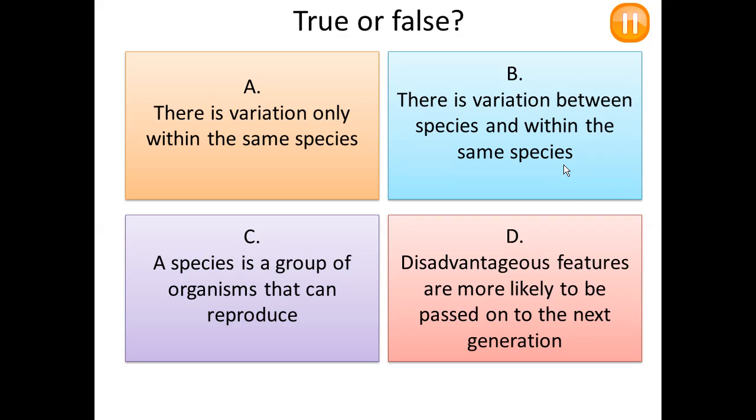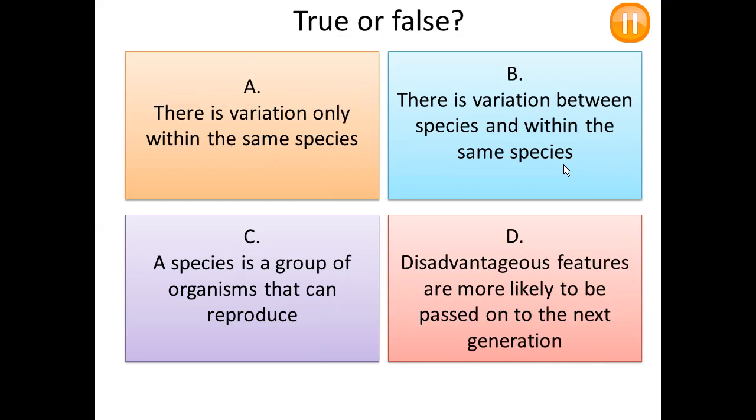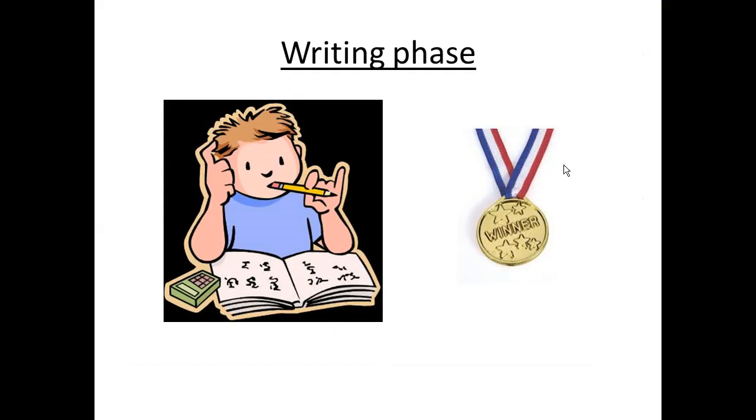Okay, so let's go through the mark scheme. The first one is false, because we said that you have variation within species and between species. In fact, the second one is true. The third one, C, is true as well. And the last one is false, because I said disadvantageous features are more likely to be passed on to the next generation. Of course, it's false, because it's the most advantageous features that are more likely to be passed on to the next generation.